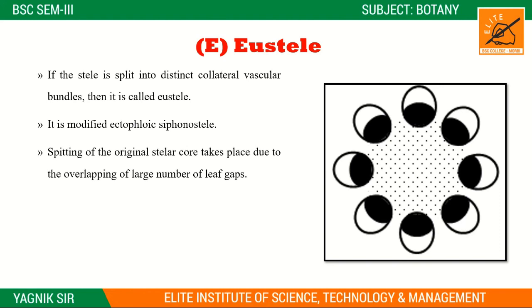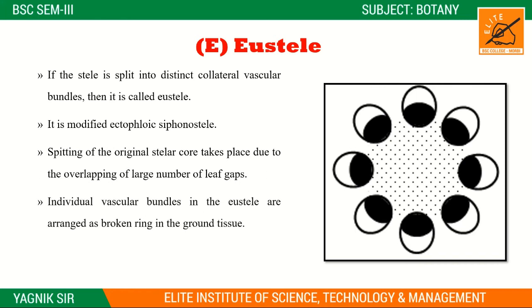Actually, splitting of the original stelar cord takes place due to the overlapping of a large number of leaf gaps. Here a large number of leaf gaps are present, but these leaf gaps are overlapped. An individual vascular bundle is the eustele, right? And they are arranged as a broken ring in the ground tissue.